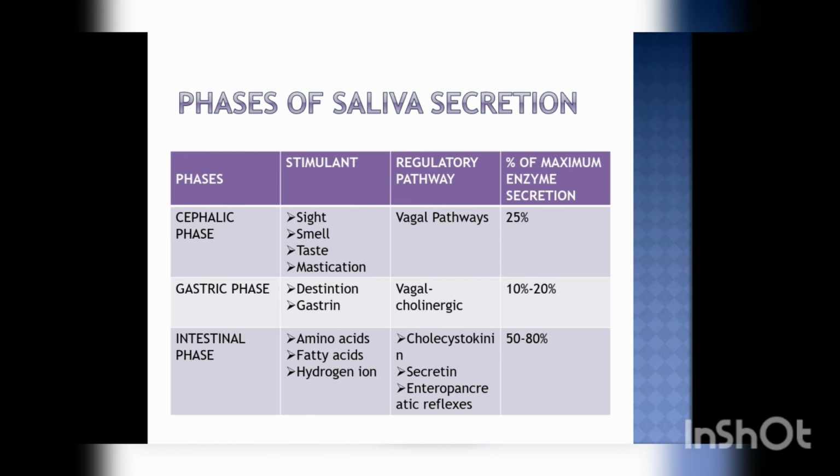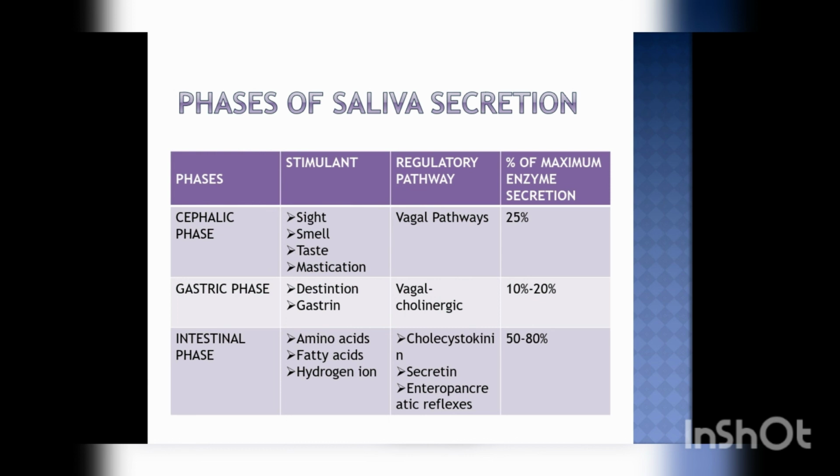Cephalic phase is stimulated by smell, sight, taste, and mastication. It is regulated by vagal pathways. 25% of saliva is secreted in cephalic phase. Gastric phase is stimulated by distension and gastrin. Regulatory pathway is vagal cholinergic, and 10 to 25% of enzyme secretion.